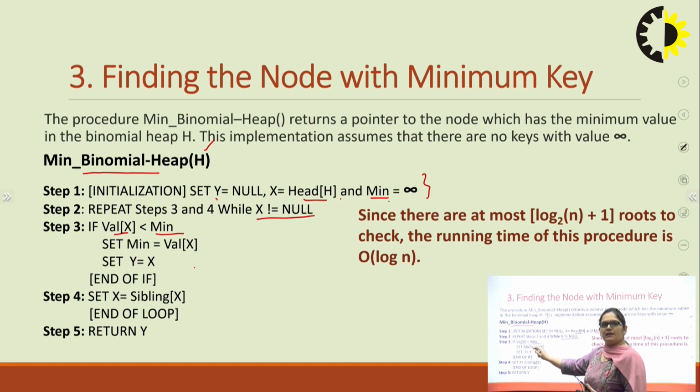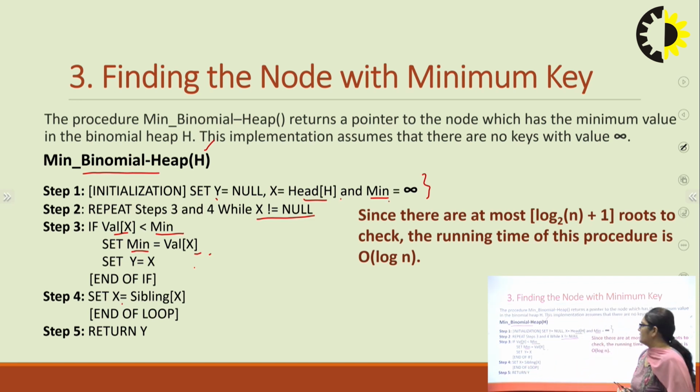If the value of x is less than min, then we have to set min equal to the value of x and set y to x. Otherwise, we have to set x to the sibling of x. Let's understand it with an example.